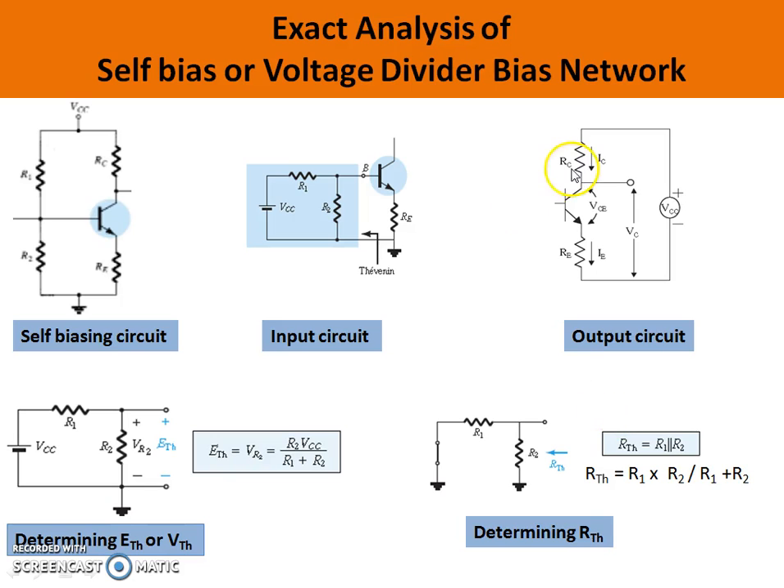exact analysis of self bias or voltage divider bias network to know DC operating conditions of the self bias network. The self bias network has input circuit side and output circuit side. This side is an input side, whereas this side is the output side.